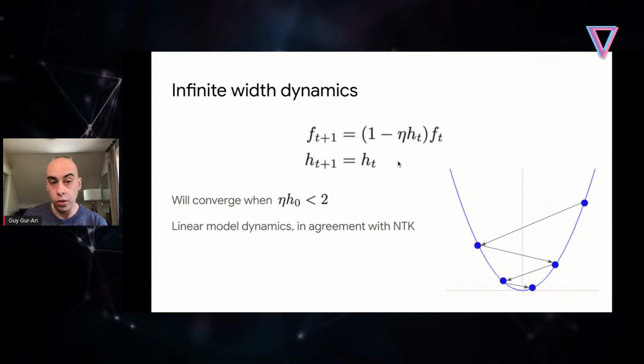So the first thing we're going to do, since we care about large width, is take the width to infinity. So we're going to take n to infinity and see what happens. And once we do that, the equations reduce to this simple set of equations. First, the curvature does not get updated. The curvature stays constant throughout training at infinite width. And the function itself receives these updates.